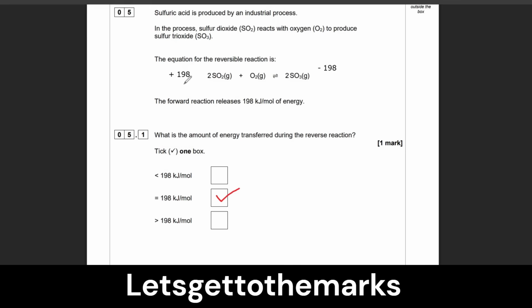You don't need to worry about the minus and plus. If 198 comes out that way, 198 is released that way. But they're talking about the amount of energy transfer, which means we don't have to worry about the plus or minus. If they'd said how much energy was released during the reverse reaction, it would be plus 198. Anyway, that was confusing. I could definitely see people getting that wrong.